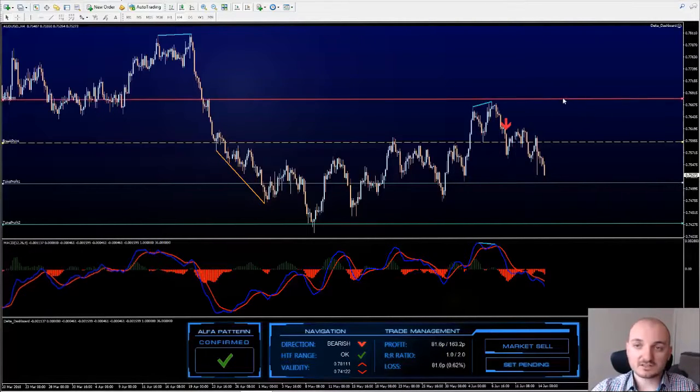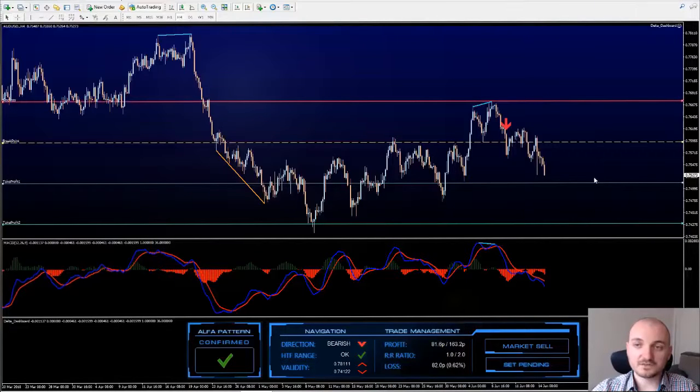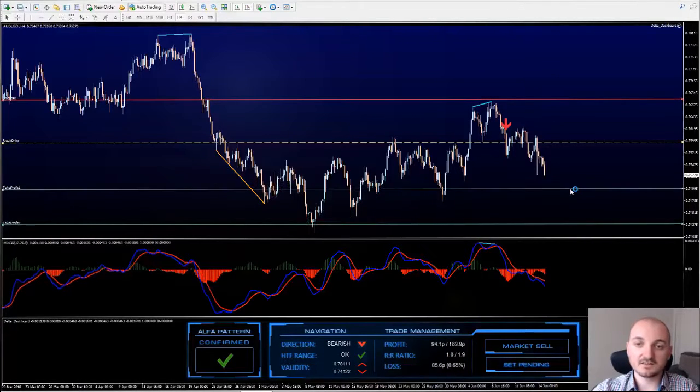On the chart, you also notice that you have a few lines. These lines are representing the take profit and stop loss levels. The red one is for stop loss. Green lines are naturally going for the take profits. Below, you will notice inside the navigation that you have direction, validity, and all these other useful pieces of information.